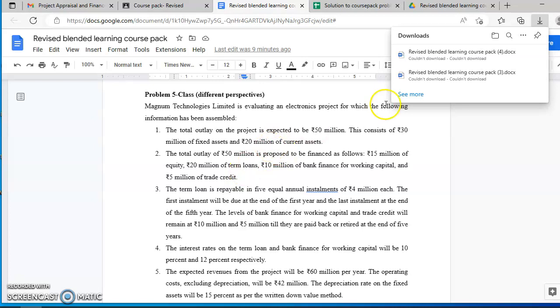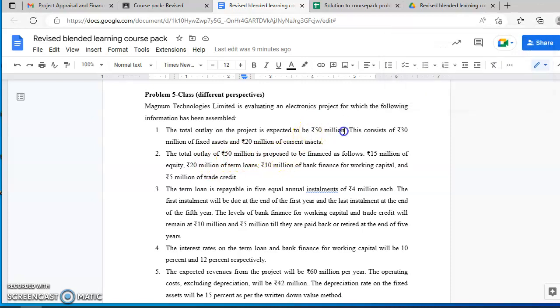The total outlay of the project is how much? 50 million. This consists of 30 million of fixed assets and 20 million of current assets. The total outlay is 50 million. They have tried to collect the fund in these forms.